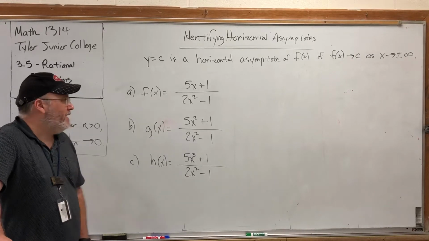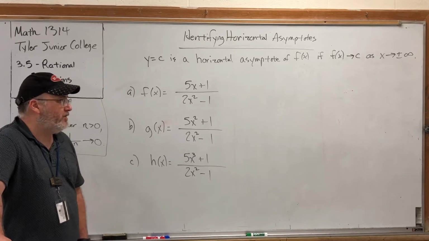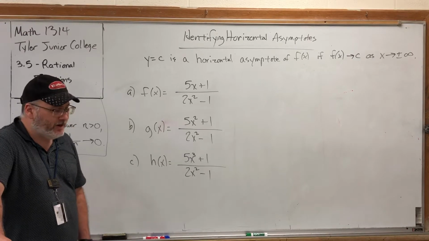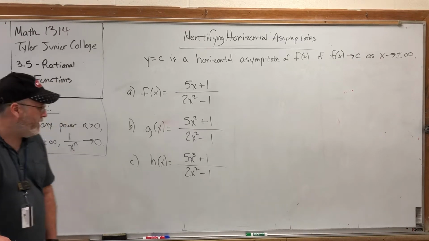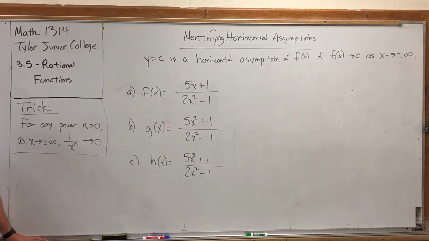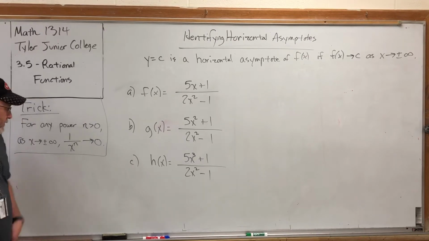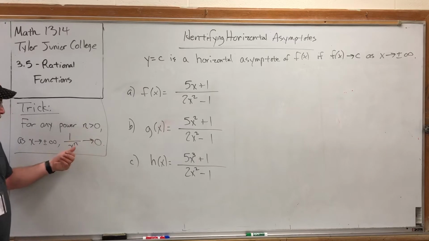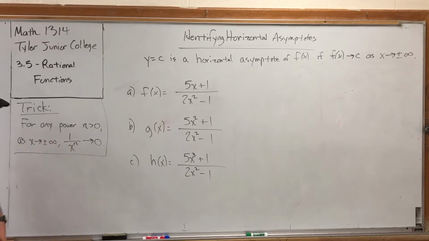Now, how are we going to find out what these function values approach as x approaches infinity or negative infinity? The answer is we're going to take advantage of a trick. Now, this trick is really based in calculus, but I think it's simple enough that we can follow it. The trick is for any positive power n greater than 0, as x approaches either infinity or negative infinity, the reciprocal of x to that power approaches 0. And this is easy to explain. The reason the power has to be positive is because if it were negative, exponent rules would put it on the top of the fraction. So it's going to stay down there at the bottom.